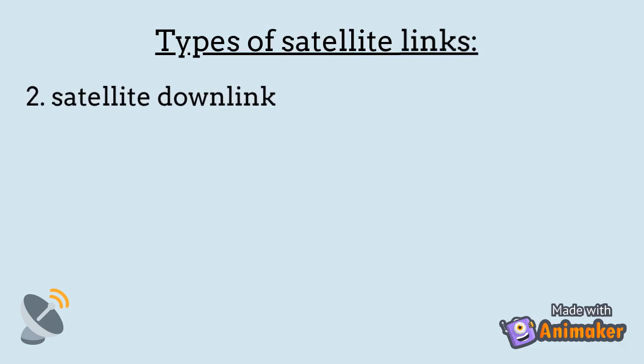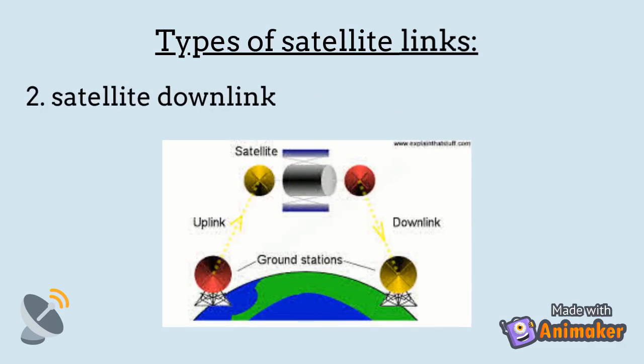Second type of satellite links is satellite downlink. In this process, satellite sends the signal and the Earth station receives it. The frequency at which the satellite is communicating with the Earth station is called downlink frequency.